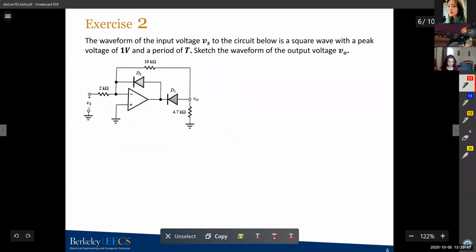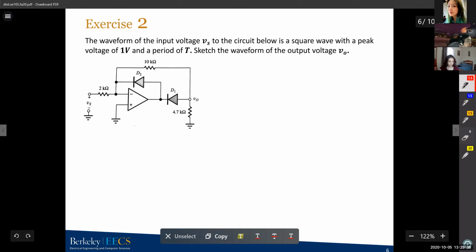Next one, this is quite similar to what you have done in the past homework. In the past homework, you also have 2 diodes, but I think your diodes are in this direction instead of what I'm showing here. These 2 are quite similar, right?